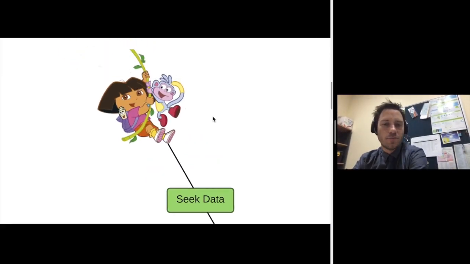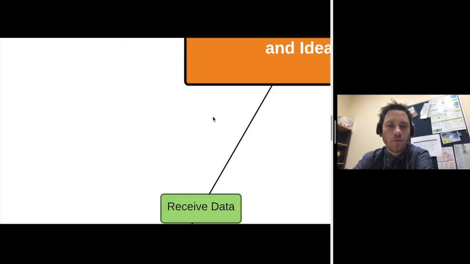So obviously in this dot point, the first thing we're doing is seeking data. Just like Dora here, we need to go out and look for our data. That could be asking for the data from people who have access to the data. It could be looking at surveys. It could be asking people questions. It could be a whole lot of things.